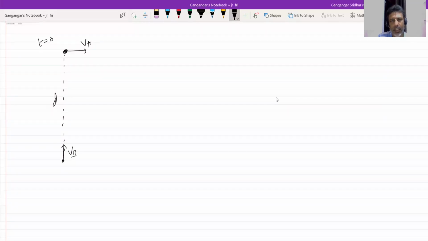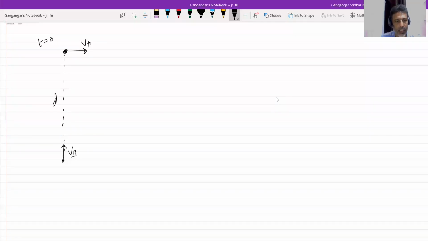What actually happens here is what you have to analyze first. Don't go for any formula that is given in the book. First, you have to understand the situation. At t equals 0, what is the separation between them? D. And VA and VB are uniform velocities.